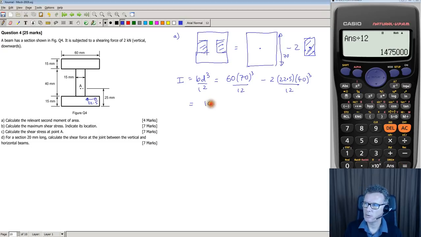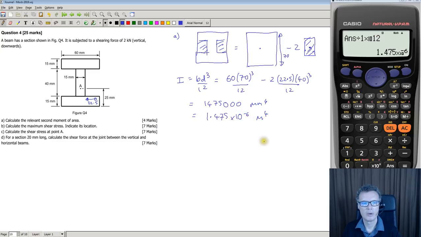So 1,475,000, that's it, millimeters to the power 4. So let's divide that by 1 times 10 to the 12, to get it into meters. That's 1.475 times 10 to the minus 6 meters to the power 4. So that's part A.